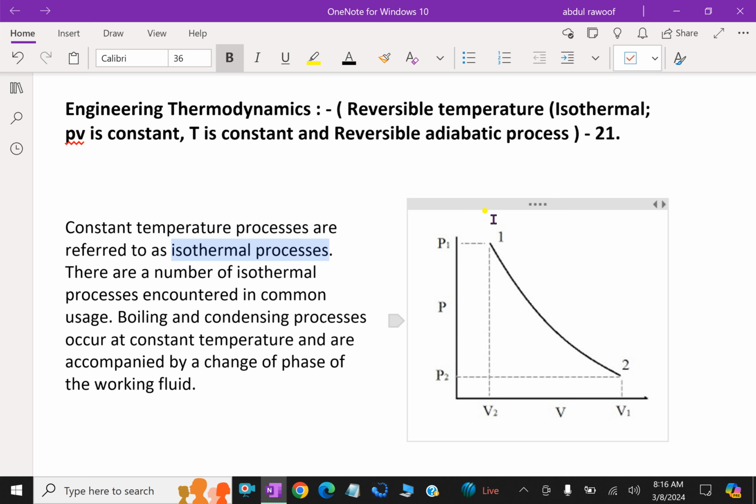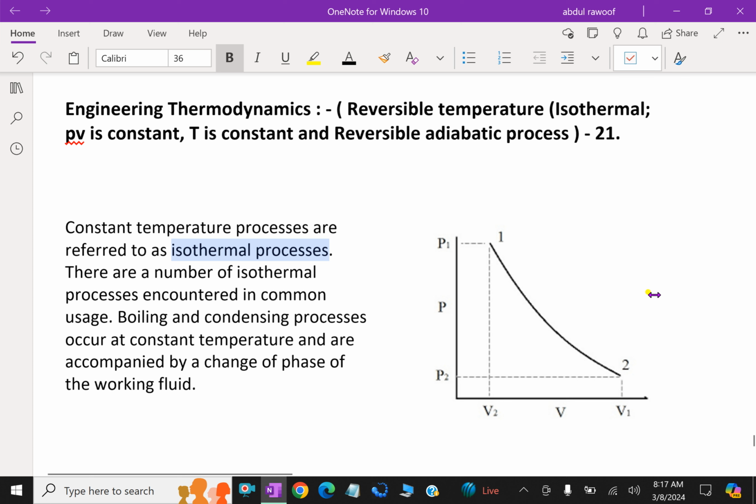When a working substance in a cylinder behind a piston expands from a high pressure to a low pressure, there is a tendency for the temperature to fall. In an isothermal expansion, heat must be added continuously in order to keep the temperature at the initial value. Similarly, in an isothermal compression, heat must be removed from the working substance continuously during the process.